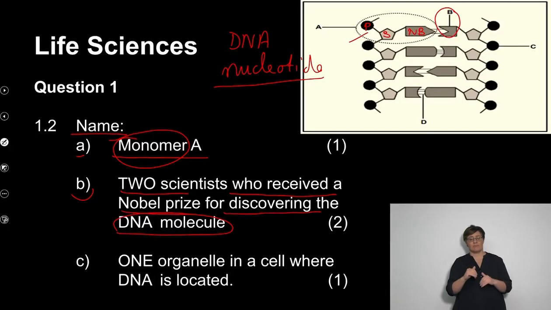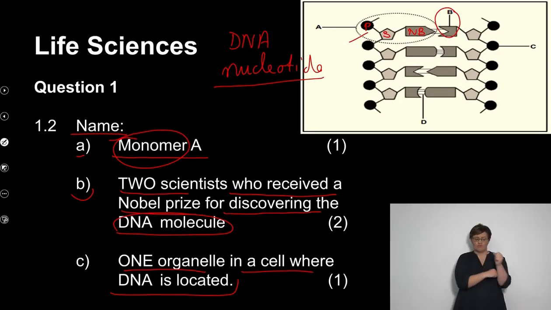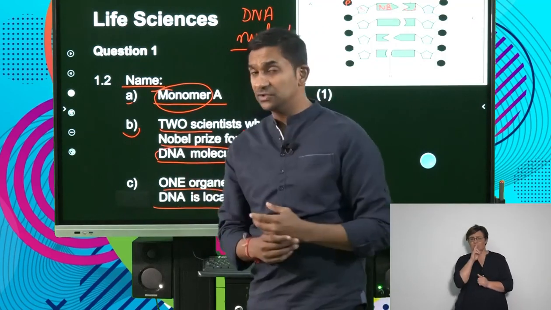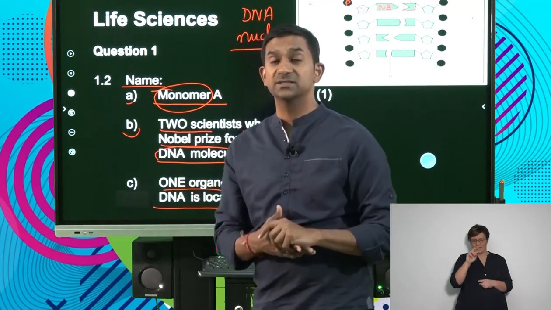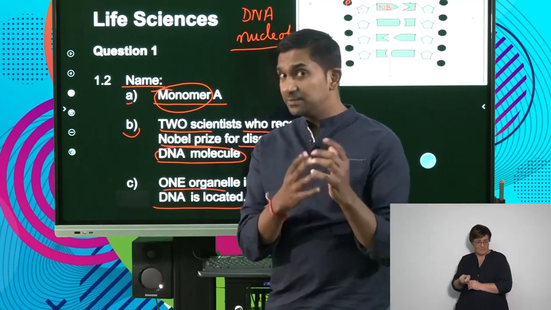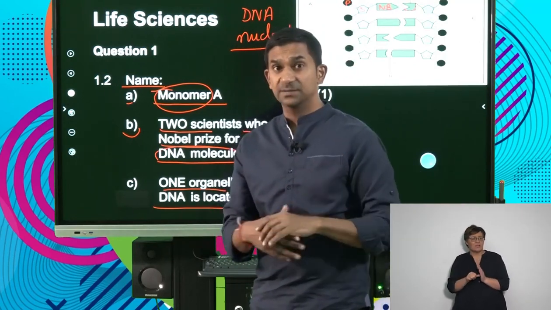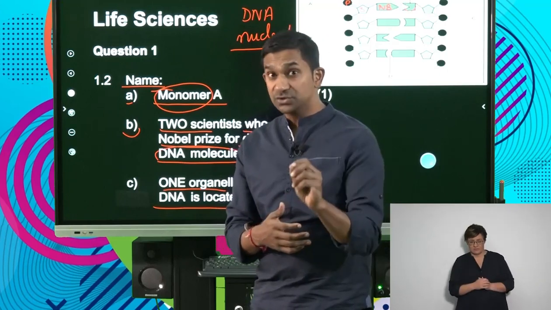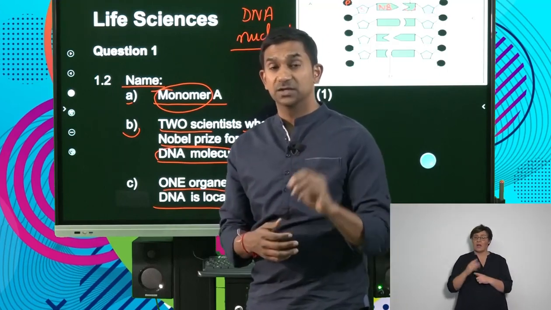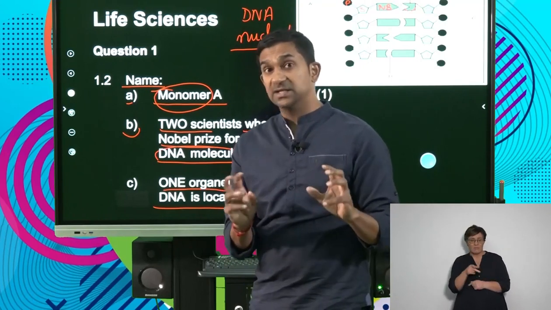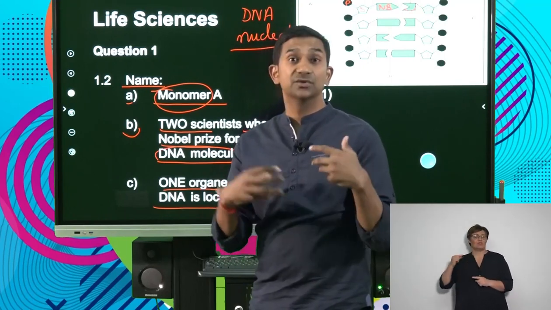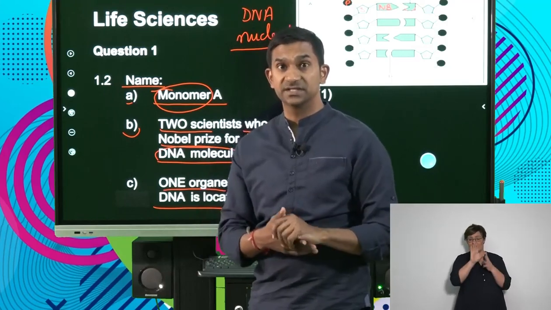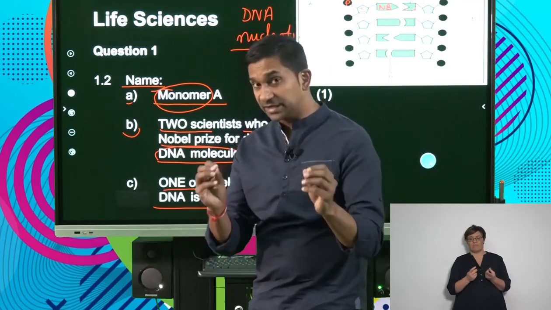The next question: one organelle in a cell where DNA is located. Guys, it's important that when we revise DNA, we recognize that DNA is found in different structures. For example, we've been looking at the nucleus. However, we do know that DNA is also found in the mitochondria, and it plays an important role in how some of the genes in the mitochondria are expressed. We also know that plant cells in their chloroplast contain some DNA, and that DNA plays an important role in the expression of those genes, producing important characteristics in those specific organelles.